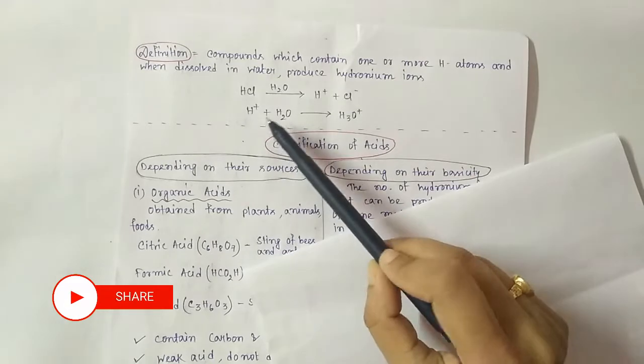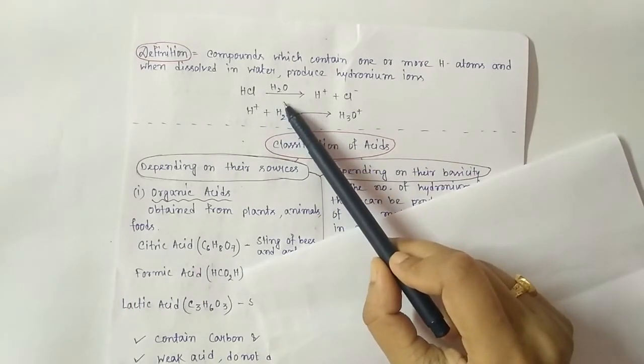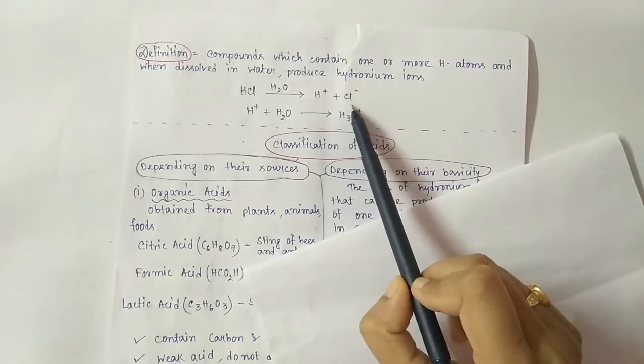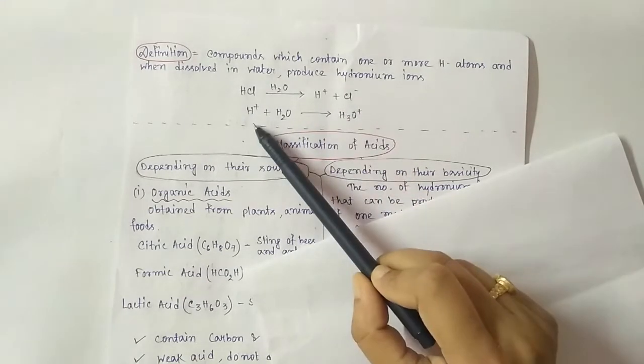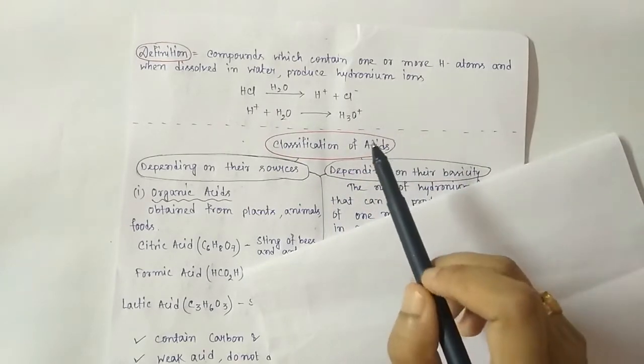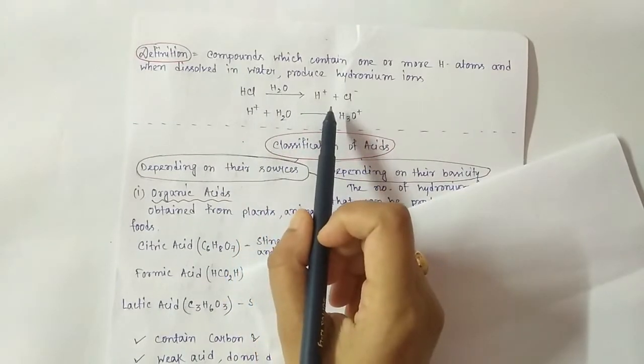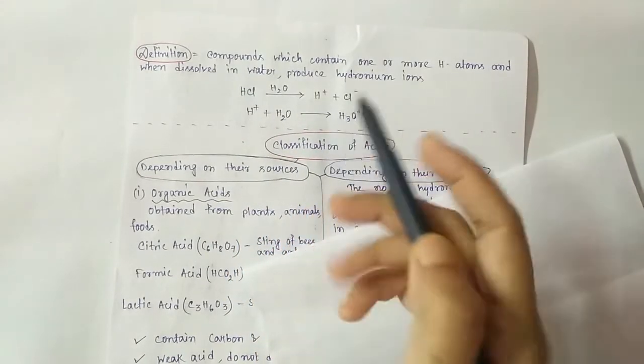So let's move on. HCl: when you put HCl in H2O, it will produce H+ and Cl- ions, and this H+ again combines with H2O, producing hydronium ion. So now what about HCl? Why does it dissociate like H+ and Cl-?